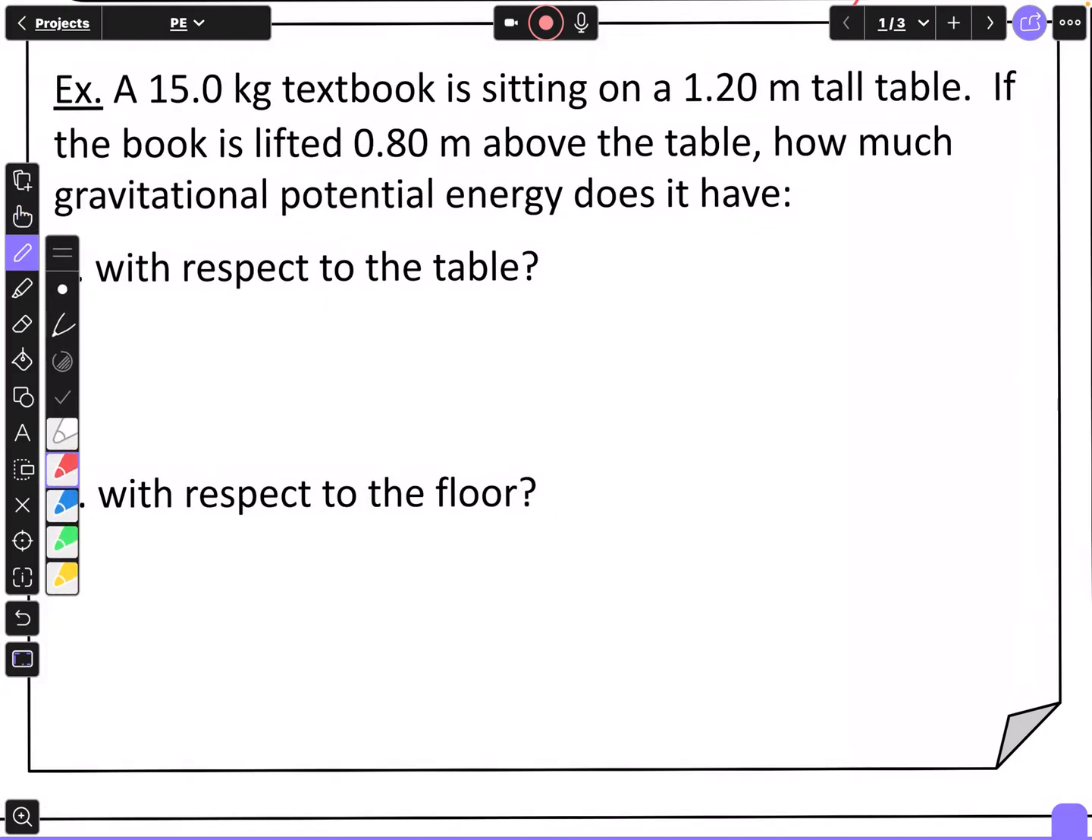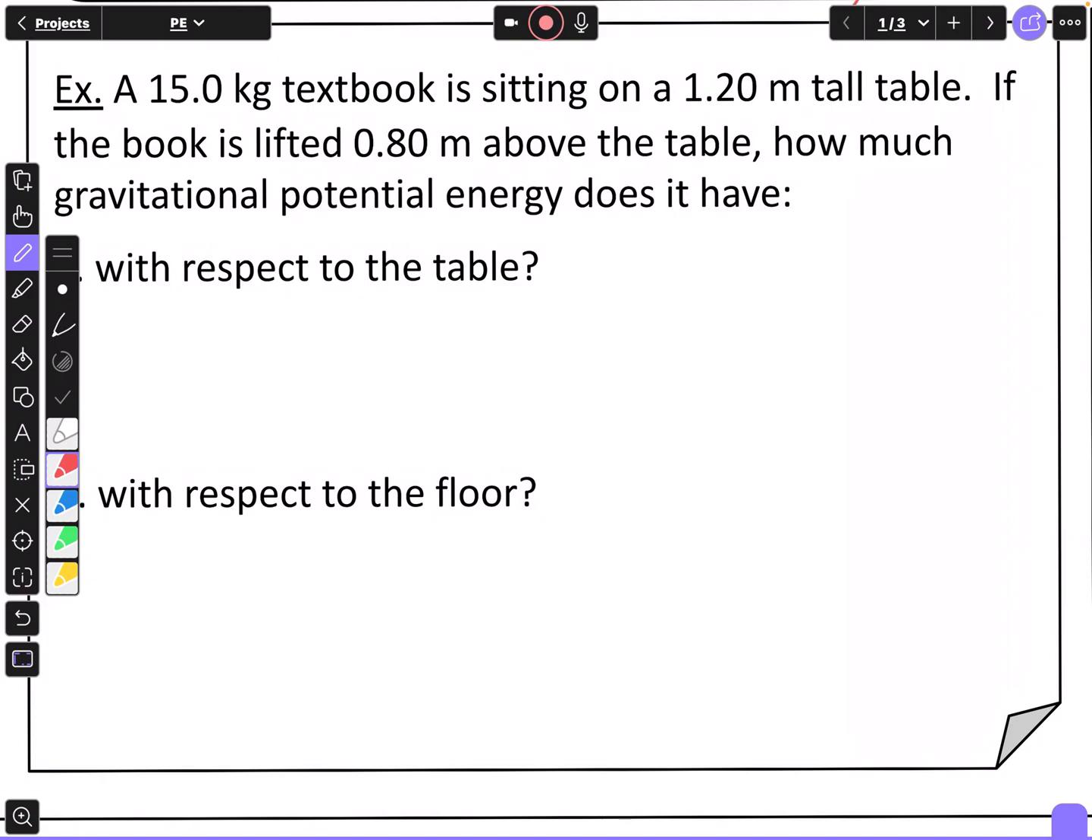And we have to pick out what the problem needs and what we don't need. So ask me first: a 15 kilogram textbook is sitting on a 1.20 meter tall table. If the book is lifted 0.80 meters above the table, how much gravitational potential energy does it have? First, with respect to the table.